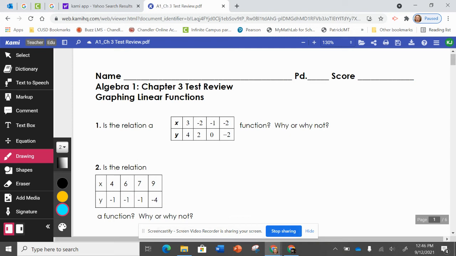Welcome back, everybody. We're going to go through our Chapter 3 test review today. For any questions that you might have, and hopefully seeing these worked through will help as you're getting ready to take your test and you're studying.